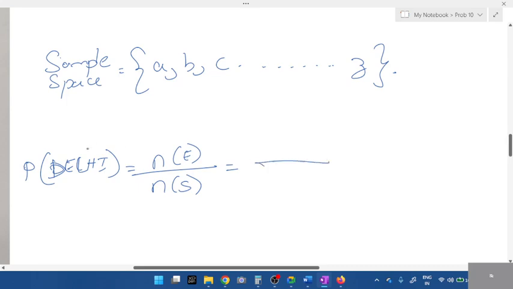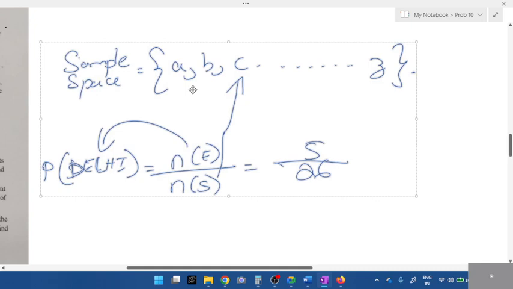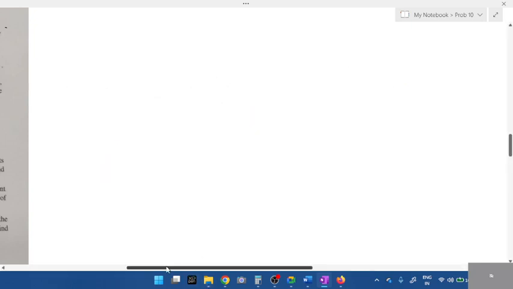How many letters are there? For N of E, what do you have to write? 5. And N of S is nothing but the sample space in terms of number. In terms of number, it is 26. Mostly they won't give this for 3 marks. If they give it for 1 or 2 marks, this is how you have to write. Sample space is a must, compulsory.